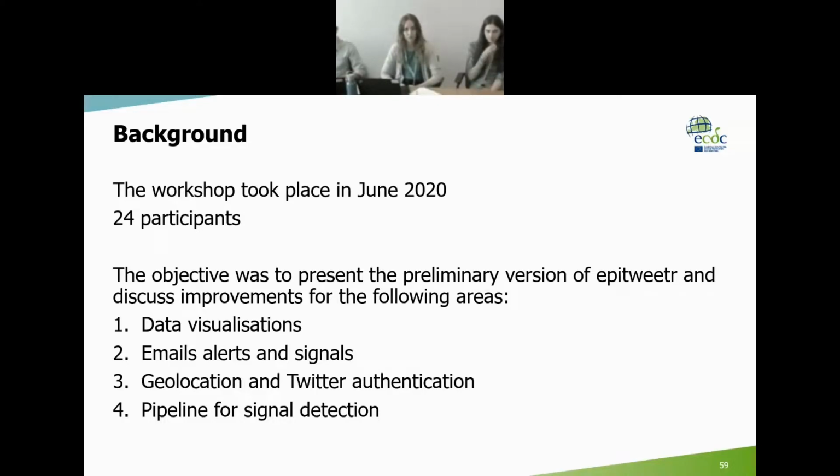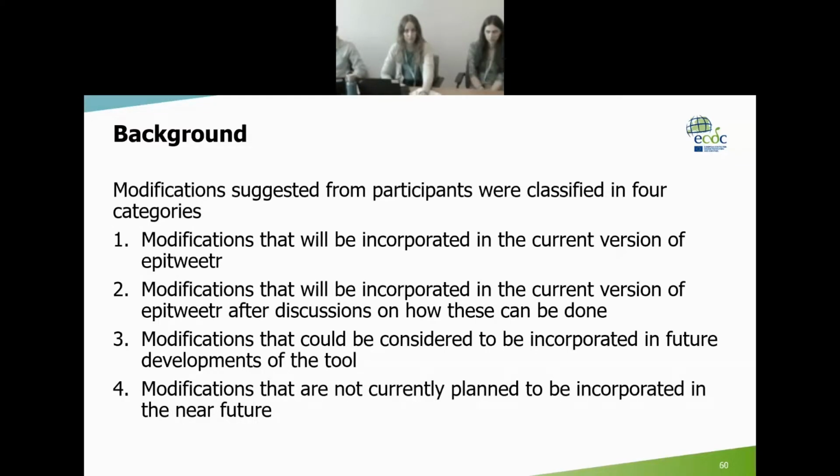So the 4 areas that we focused on were the data visualization, email alerts and signals, the geolocation and the Twitter authentication, and then as the last one, the pipeline for the signal detection. And what we did after, so we had different breakout groups, similar to what we will have tomorrow, and participants were focusing on specific questions for each of these parts that I mentioned before.